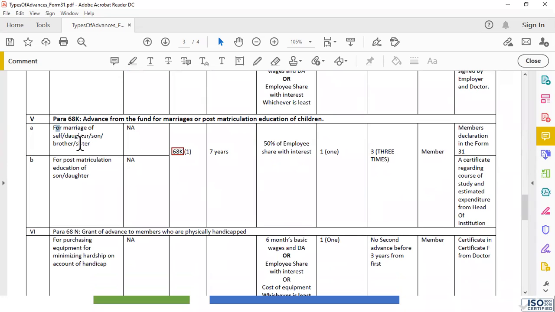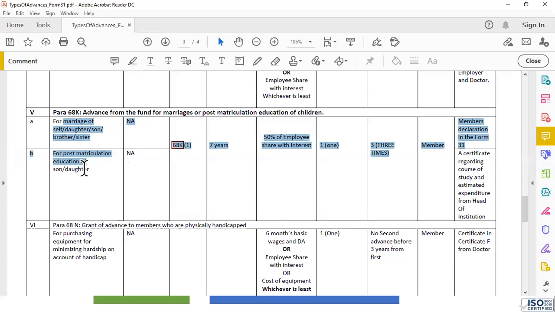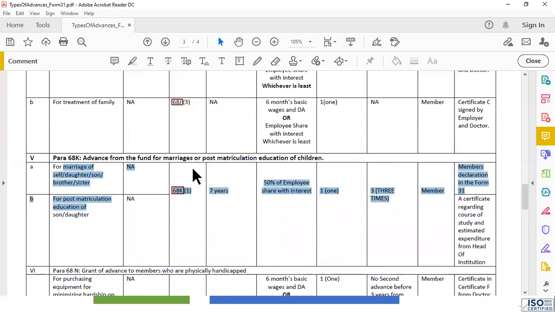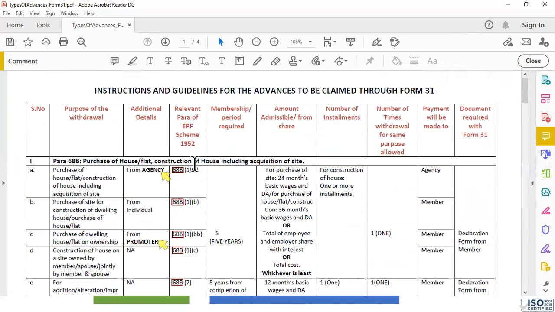For marriage of self, daughter, son, brother, sister, you can apply three times in your lifetime. And what is the maximum amount payable? 50% of the employee share with interest. Whatever contribution, your entire contribution has gone into provident fund, 50% of that you are eligible to get under these heads. Okay, we would be sending you this PDF file also, which speaks about all details of instruction and guidance for advances to be claimed through Form 31.